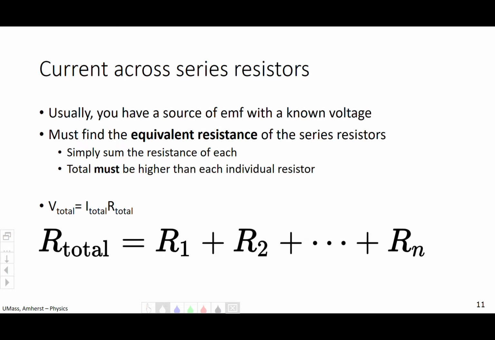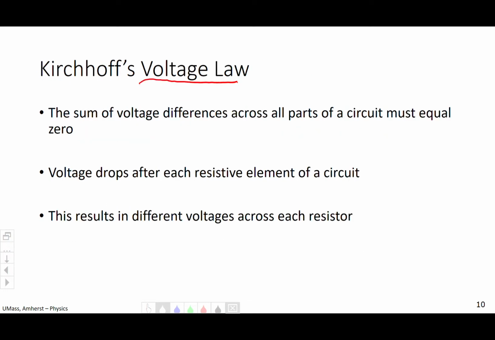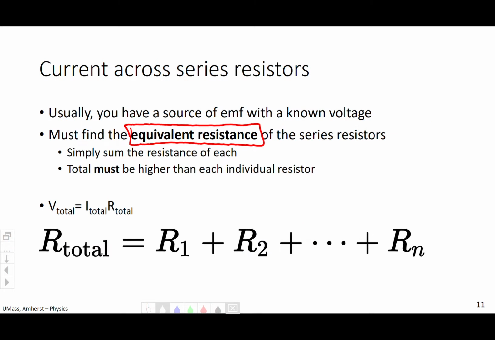Okay, so that means that for the current across series resistors, if we're going to use Ohm's law, we have to find what's called the equivalent resistance. We're going to see how Kirchhoff's voltage law connects to this in a second. But we have to find the equivalent resistance of series resistors. In order to do this, we very simply sum the resistance of each. The total must be higher than each individual resistor. So if we have a whole bunch of resistors in a circuit, the equivalent resistance is going to be higher than any individual resistor. So that's actually a sanity check. When you find your equivalent resistance, the total must be higher than any individual resistor in this circuit, okay?